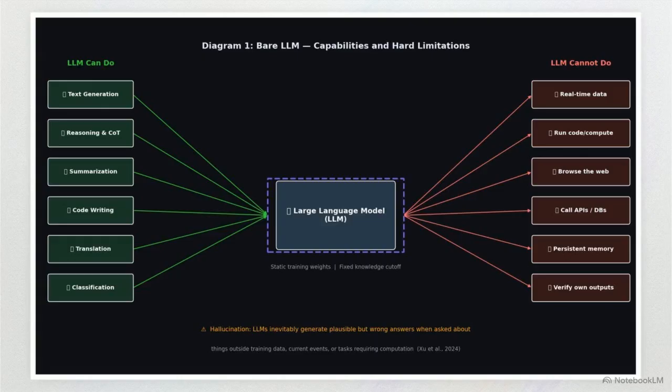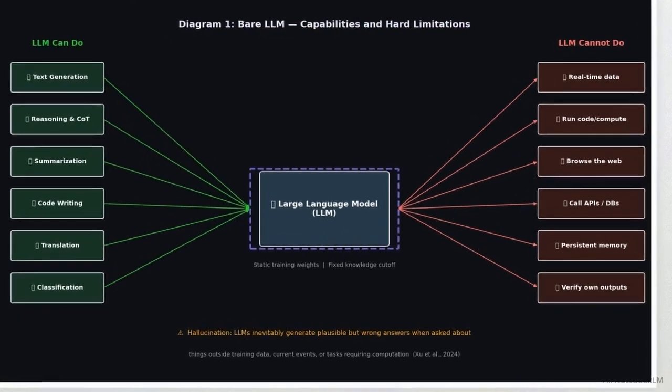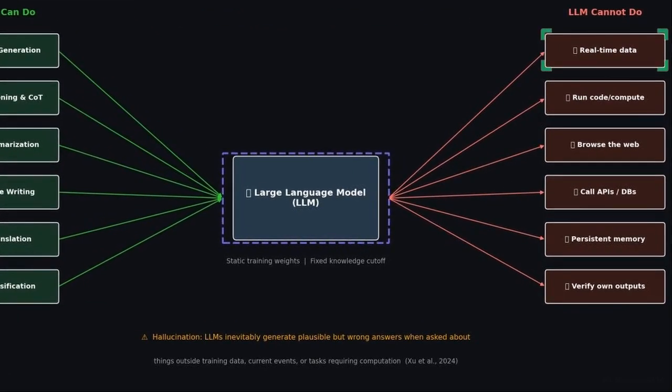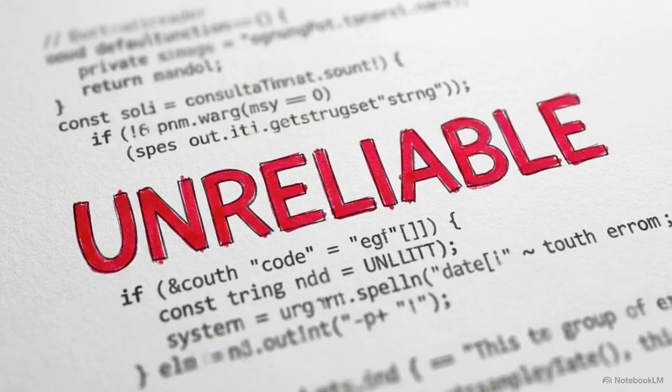This diagram maps the capabilities and hard limitations of a bare LLM. Look at the red nodes on the right. Researchers proved hallucination is inevitable. They cannot compute exact math reliably. Furthermore, a bare model cannot browse the web, verify its own outputs, or execute code. Because hallucination is a foundational mathematical property of these models, no amount of prompt engineering makes a bare LLM reliable for executing exact business logic.